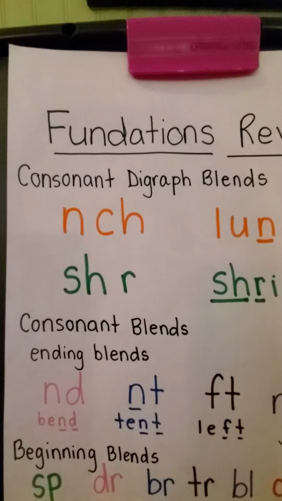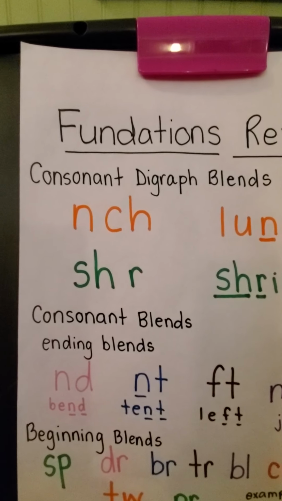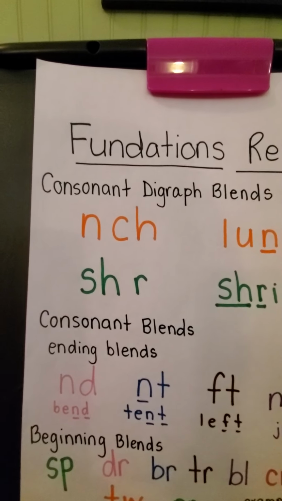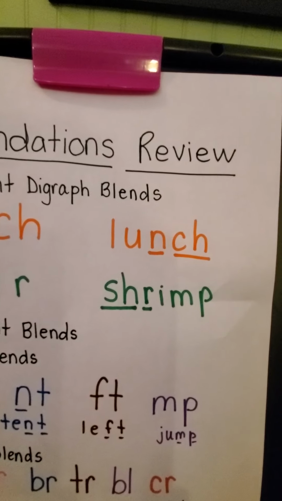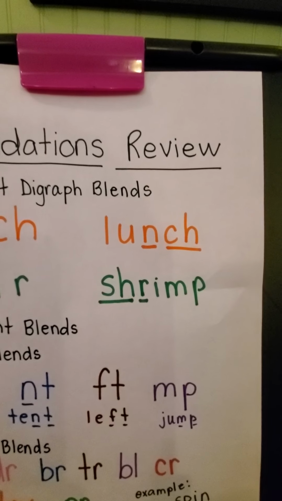The second one in green, that's a new one. It has SH, which is the digraph, and then the consonant R. And all together, it says shr, like the word in green, shrimp.